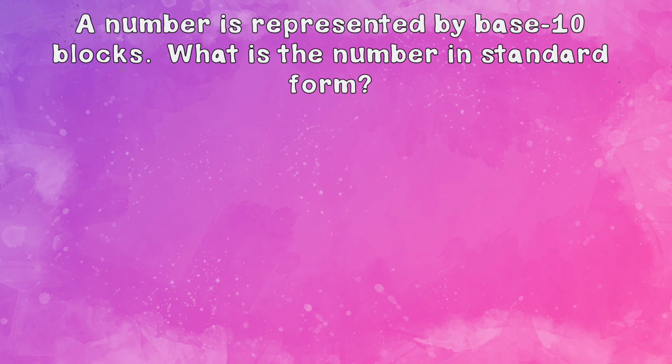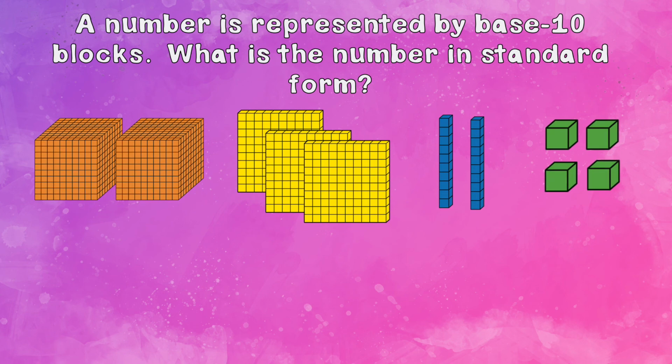A number is represented by base 10 blocks. What is the number in standard form? To determine the number in standard form, we will count each block in each of the different place values. We will start with the ones place. There are 4 ones blocks, so we will write the number 4 underneath the ones blocks.